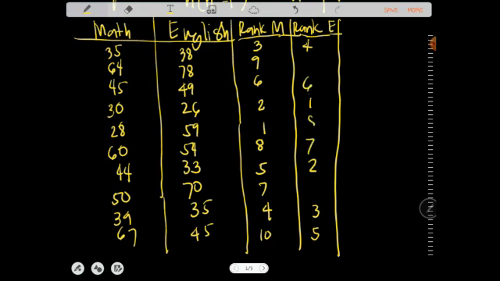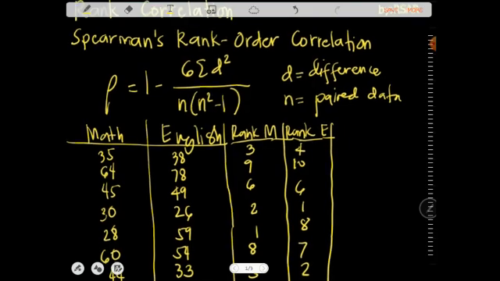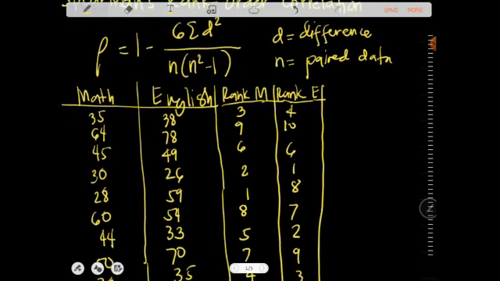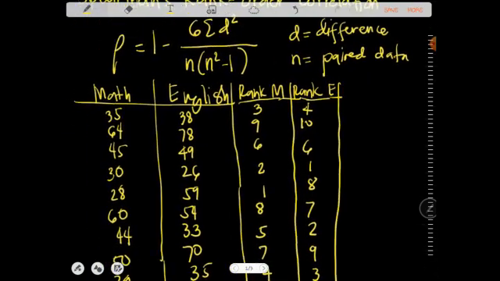Then 59. Then 70. And 78. Okay, so na-rank na natin siya from lowest to highest. Ngayon, di ba dito sa ating formula, we have the difference daw. Difference of paired ranks. So, yung ating D, add ulit tayo ng another column for D.